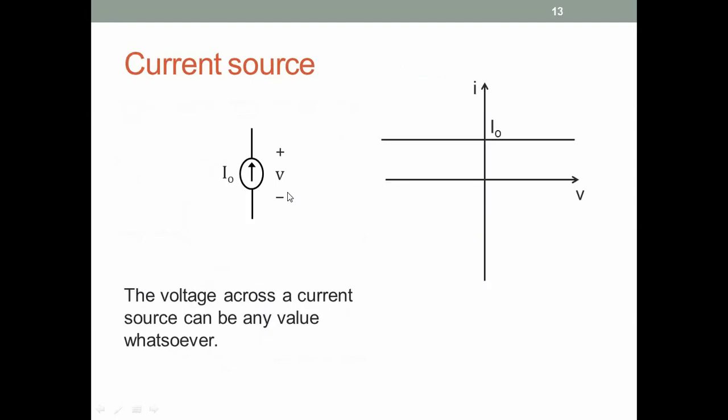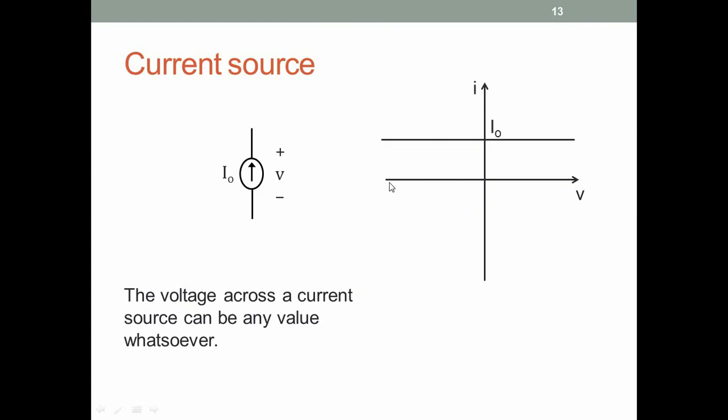You may or may not have seen current sources before, but a current source is a circuit element which maintains a constant current through itself, whatever may be connected to it. So if you were to plot the IV characteristic of a current source, where this is the voltage across the current source, then it will be a horizontal straight line. The current in this element is always I0, independent of the voltage across it. The voltage across a current source can be anything. It can be 0, it can be positive, it can be negative.